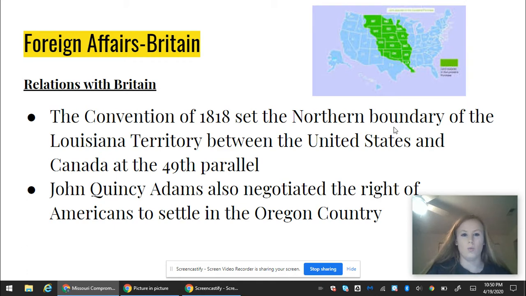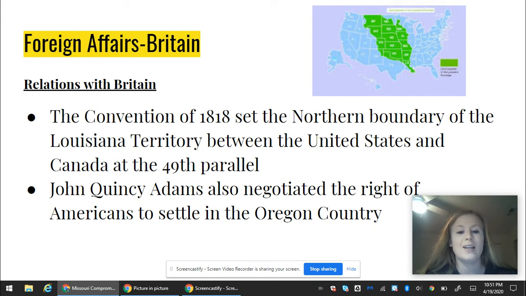So, also, with the British affairs, okay, John Quincy Adams. John Quincy Adams was John Adams's son. Yes, John Adams, the second president that we were talking about. John Quincy Adams eventually became the 6th president of the United States. Right now, he was a senator.